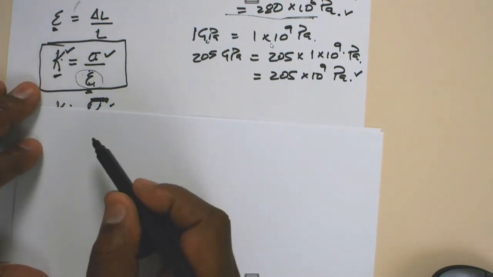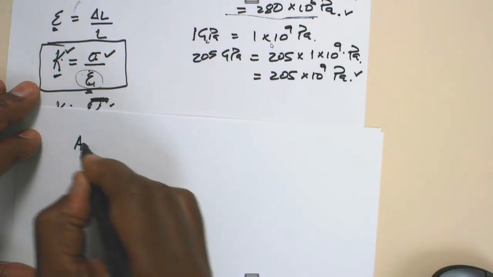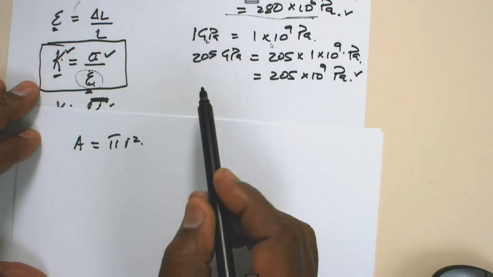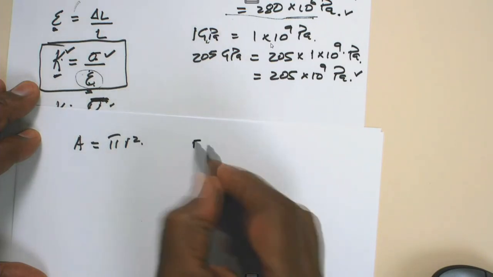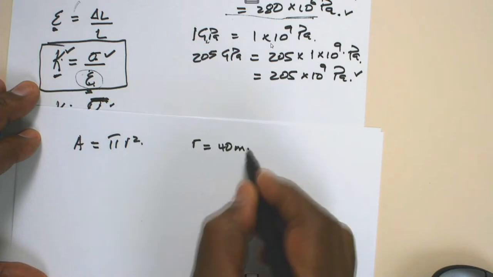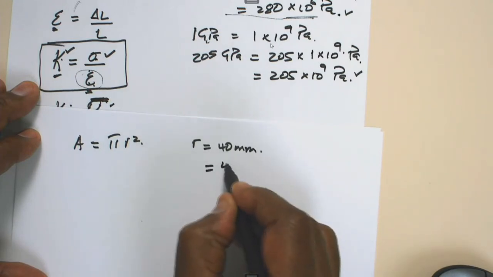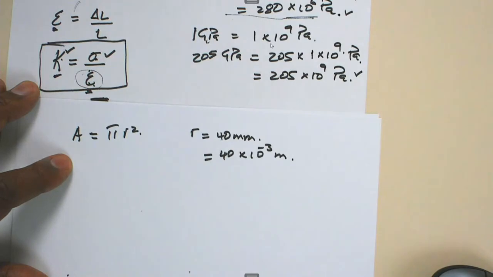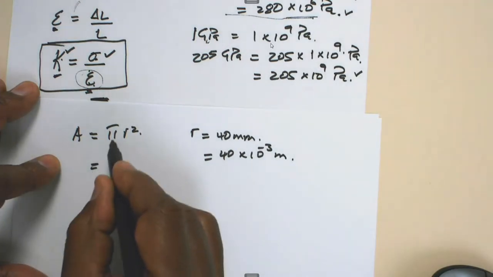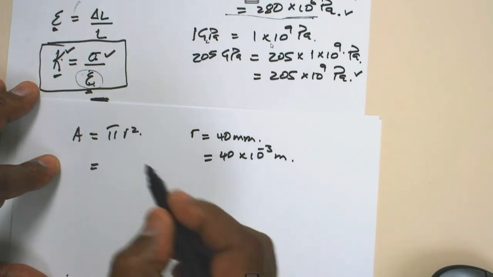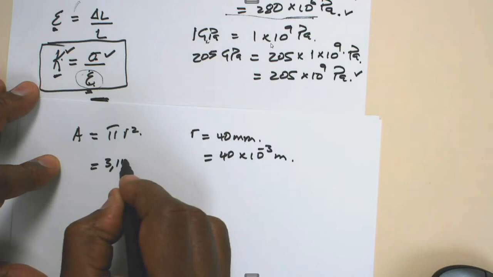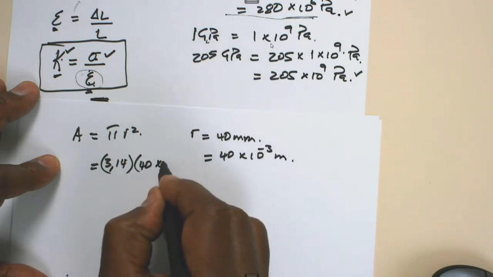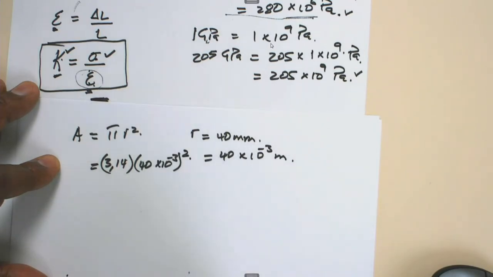I want to start with the area. Remember, area is pi radius squared, but the diameter is 80 millimeters, and therefore the radius is equal to 40 millimeters. And 40 millimeters is equal to 40 times 10 to the power minus 3 meters. I think now we will remember our conversions. So the area will then be pi, 3.14, multiplied by the radius, which is 40 times 10 to the power minus 3. And remember, we have to square that.